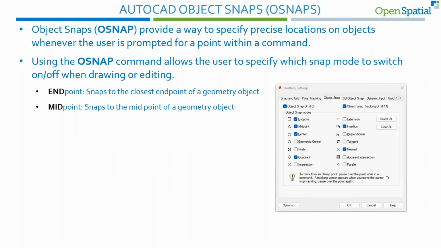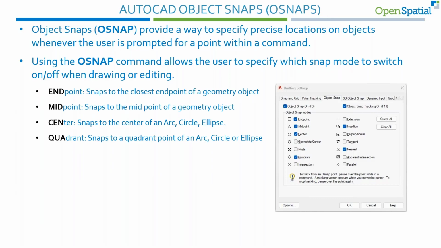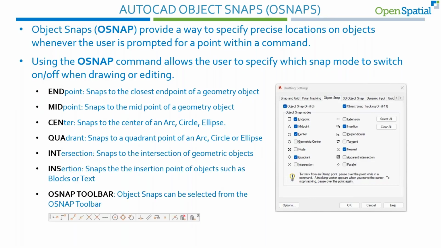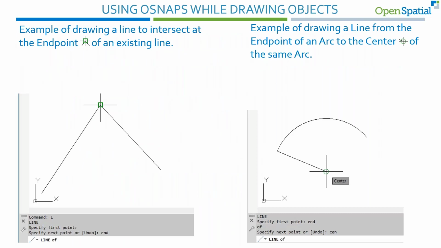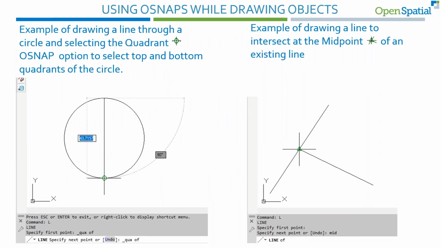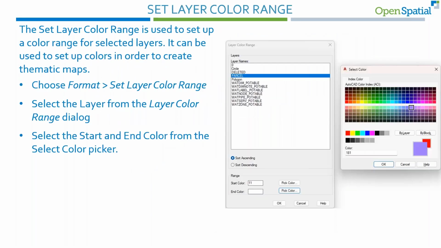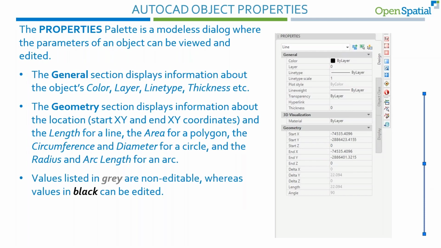Yep, so the object snaps: midpoint, center, quadrant, intersection. So there's the Osnap toolbar that you can work with. So yes, some examples of quadrant that you are working with. Selecting layer colors, yeah, you can easily work with. AutoCAD properties. Now, within properties is quite a powerful piece of technology.